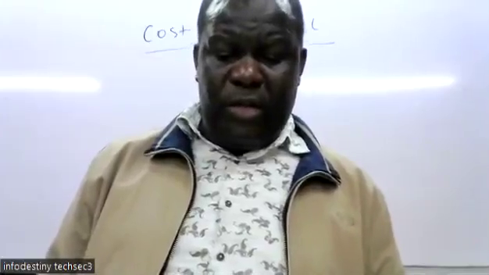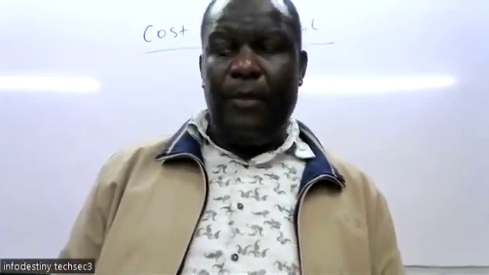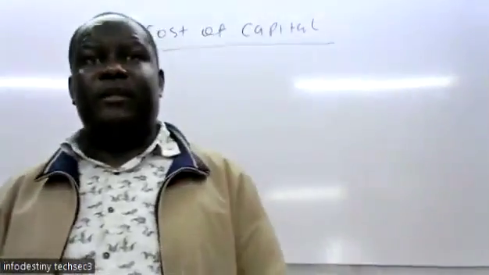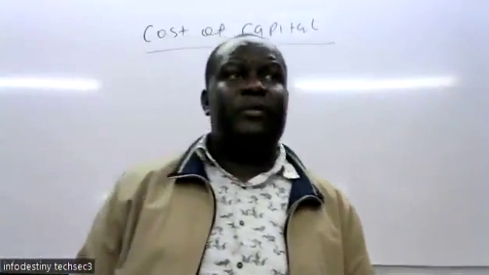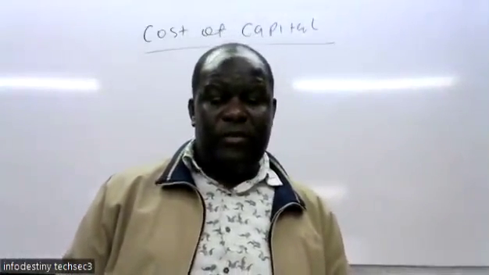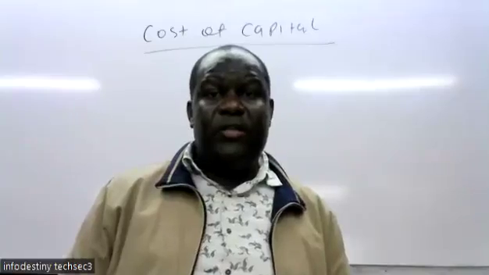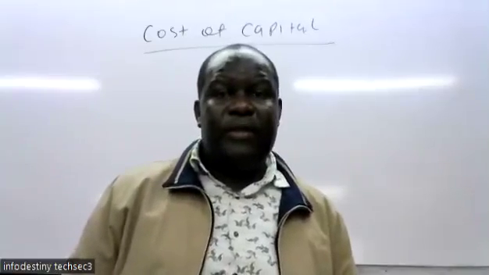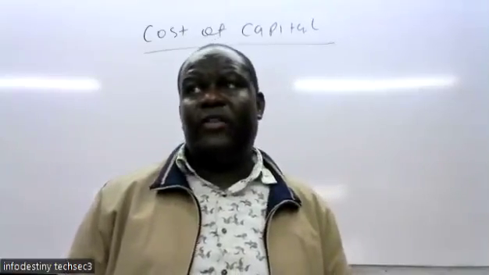A will be ordinary share capital. Then B will be retained earnings. So we start off with the ordinary share capital.